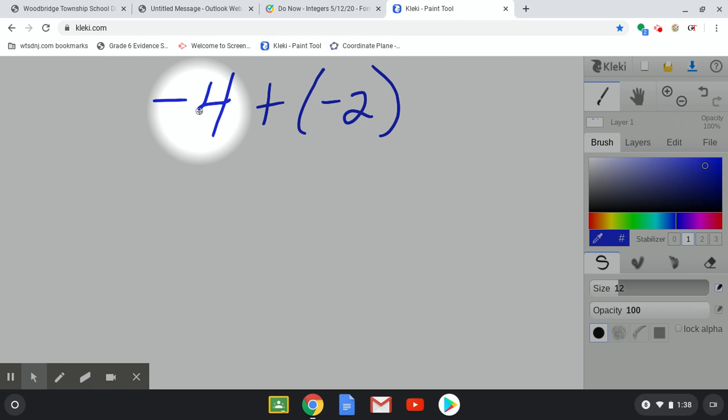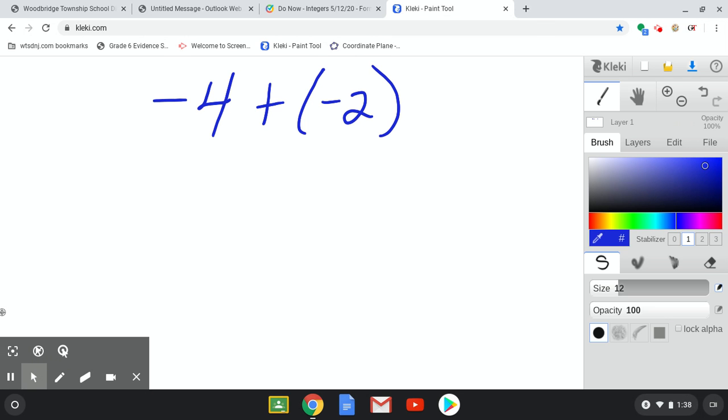we're going to add them and keep the sign. So for an addition problem, if the signs are the same, add, keep the sign. So that's what we're going to do here. We're going to add them and keep the sign. So we're going to go ahead and add 4 and 2. 4 and 2 gives us 6. And they are both negative, so we are keeping the sign of negative. So -4 plus -2 is equal to -6.